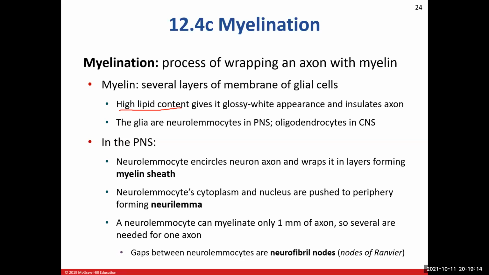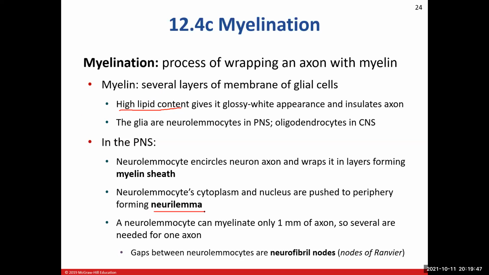Let's talk about the peripheral nervous system, the Schwann cell, the neurolemocyte. Basically, this cell will start to wrap itself around the axon, and as it does that, it starts to push the nucleus along with the cytoplasm out to the periphery. All of that cytoplasm and the nucleus pushed out to the periphery, we call the neurolemma.